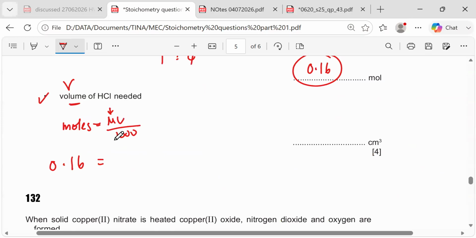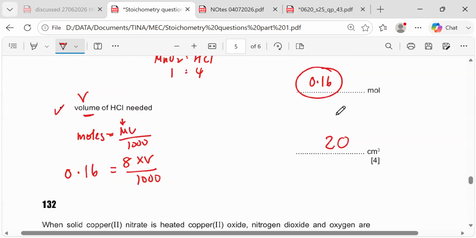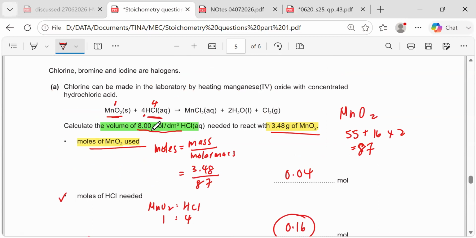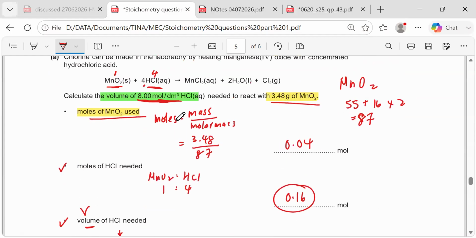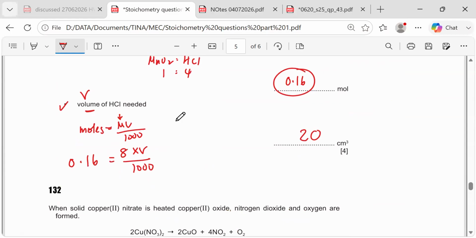They give you in the question 8 times V over 1000. 20 centimeter cube. Do you understand? Look first at why I'm using this formula. Because they give you the molarity of acid. This value here, 8 mole per decimeter cube, is the M in MV over 1000. V is for volume. Whenever they have an aqueous solution and they have molarity, you use this formula.